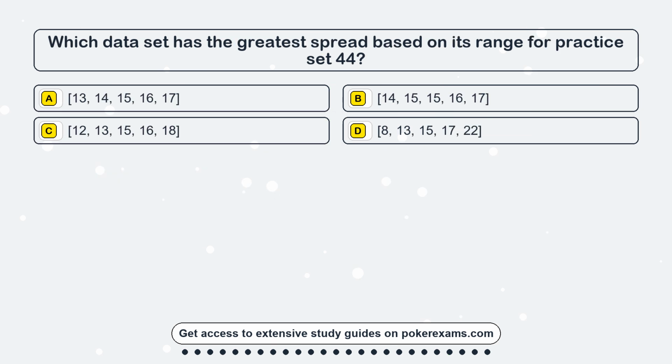Question 21. Which data set has the greatest spread based on its range for practice set 44? Option A, 13, 14, 15, 16, 17. Option B, 14, 15, 15, 16, 17. Option C, 12, 13, 15, 16, 18. Option D, 8, 13, 15, 17, 22.